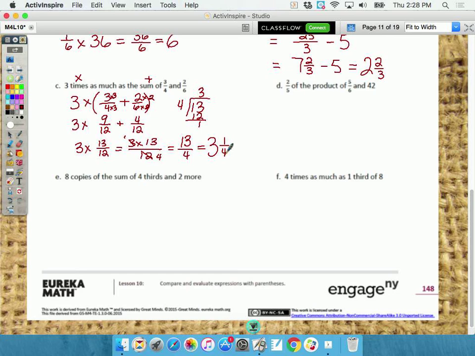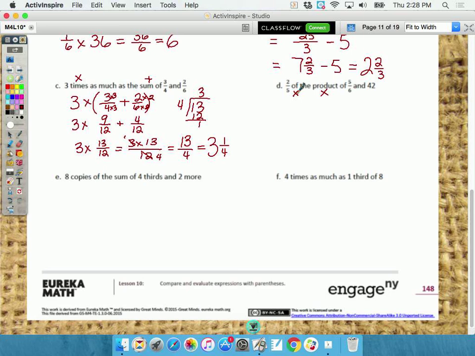2/5 of the product of 5/6 and 42. Now I see some "of"s, I also see another word. Product. Brian, don't tell us what that is. Gabe's going to tell us what that means. What does product mean? What am I going to do? Multiply? Product is the answer. Did you learn it like this? Factor, factor, product? Yes. A factor is what you multiply.